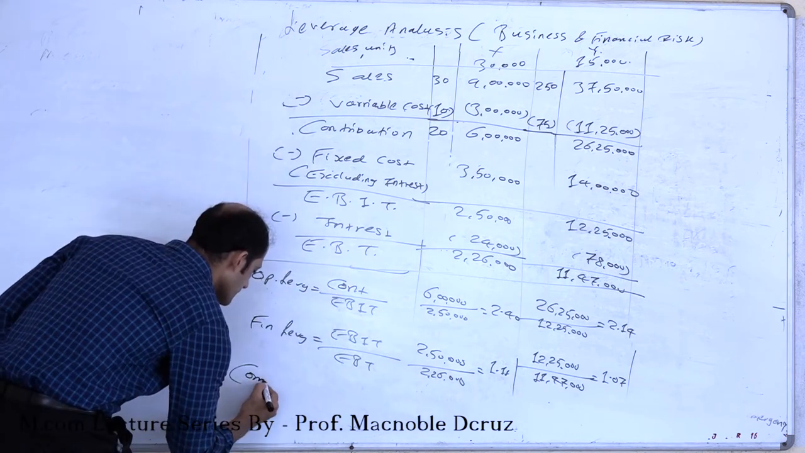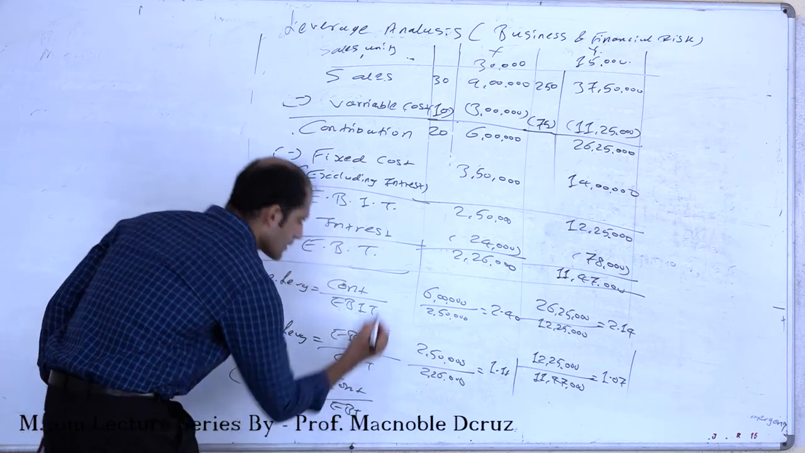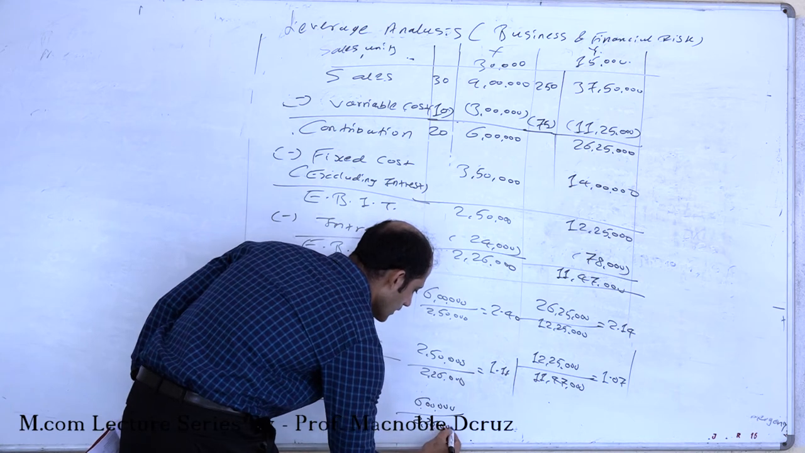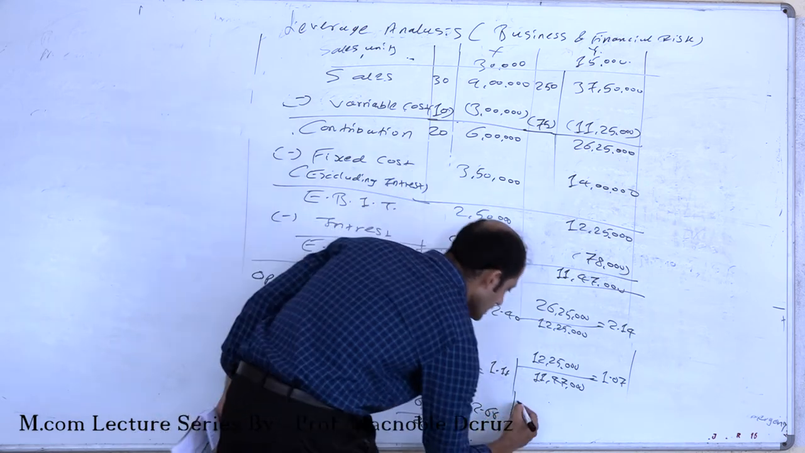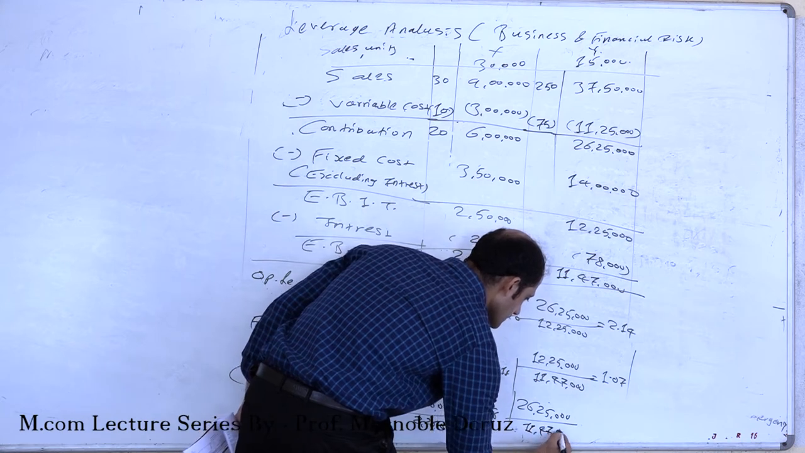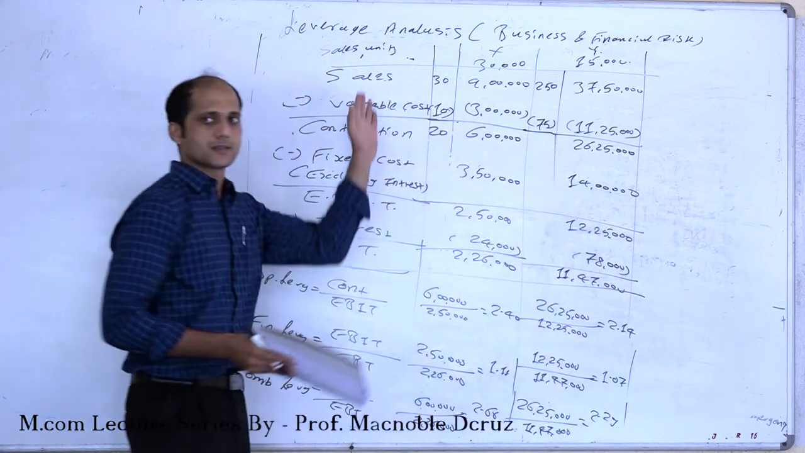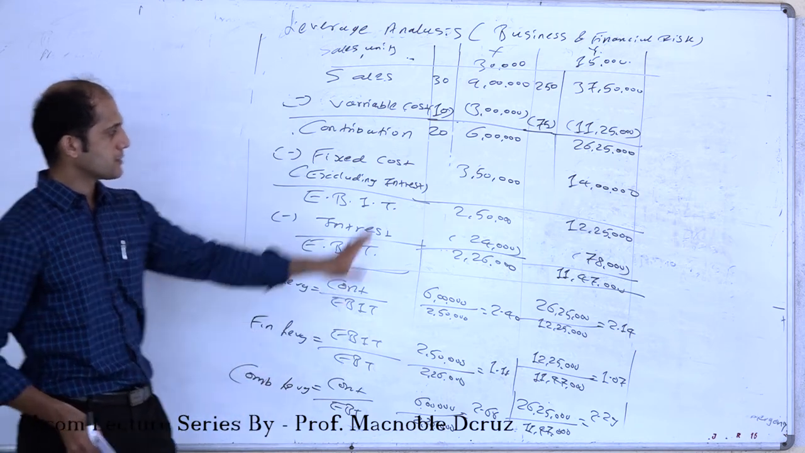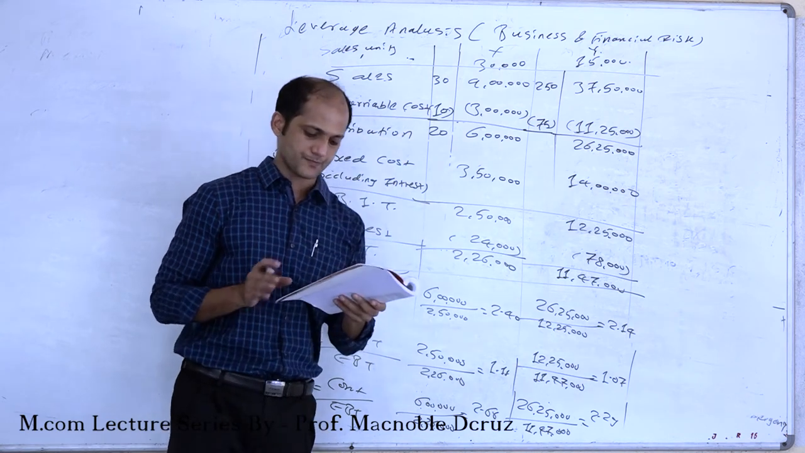Combined average: contribution divided by equity. 6 lakhs divided by 2,26,000, you will get the answer, yes, 2.66. Here 26,25,000 divided by 11,47,000. You get the answer, yes, 2.15. This is the answer. Okay, very easy. We just have to put the information in the formula. Already the structure we have analyzed, we have studied in marginal costing.